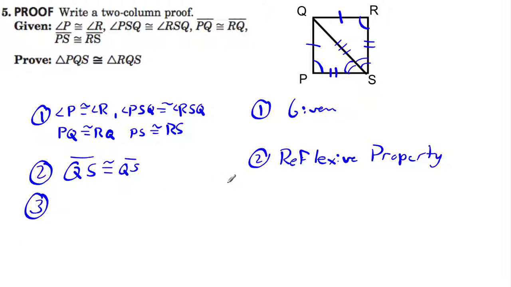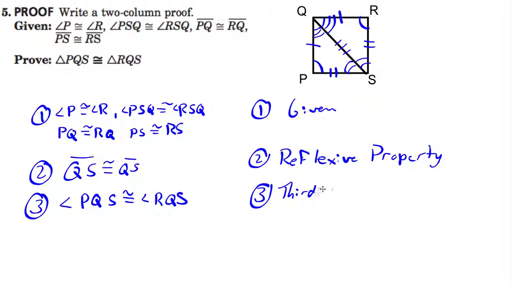So if I can show that these two triangles have all angles congruent to each other and all sides congruent to each other, then the triangles themselves must be congruent to each other. So is there a way to show that triangle PQS is congruent to triangle RQS? Well, sure. If I know that angle P is equal to angle R, and these two angles are congruent to each other, then these two must be congruent to each other.